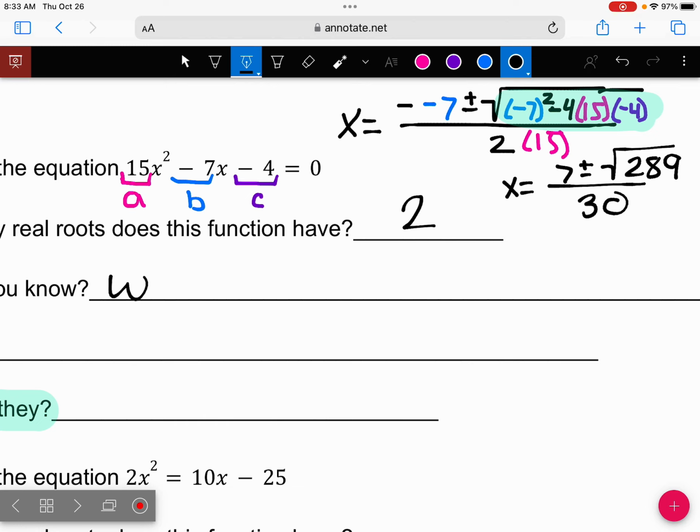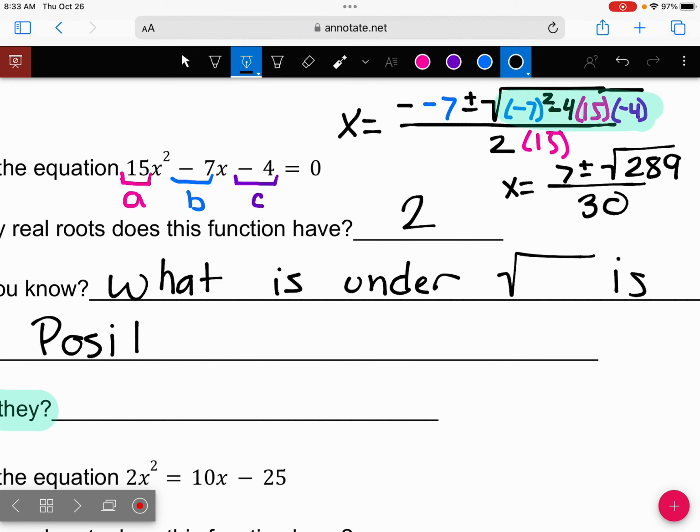Because what is under the radical is positive. That's how we know that. And if that's all that's asked of you, you can stop right there. You could also do that same kind of test with our factored form. If you get factors, we know it's going to have 2 real roots.